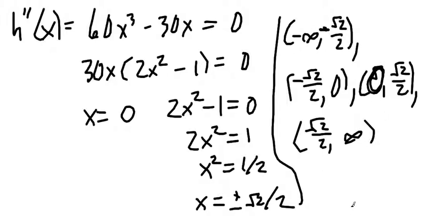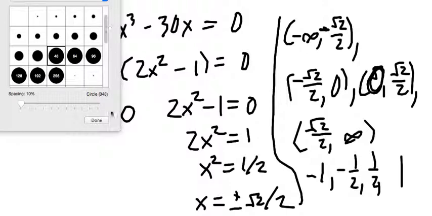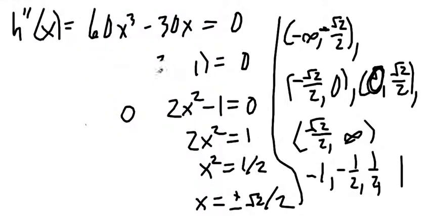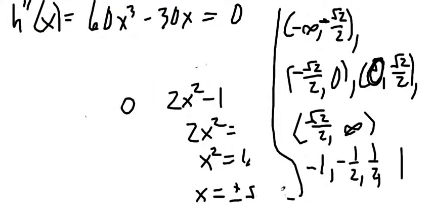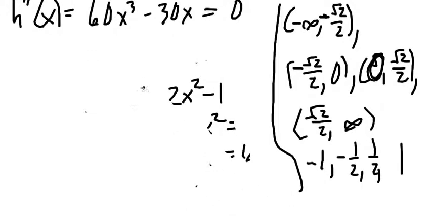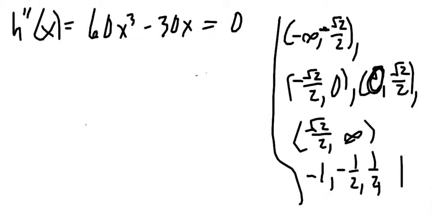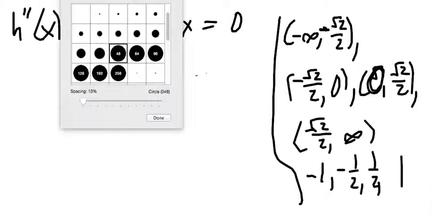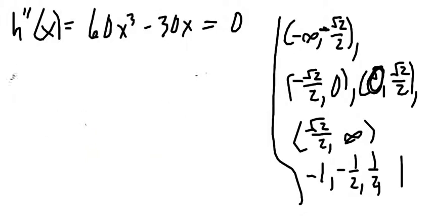So the points I can look at here are, say, negative 1. Here, negative root 2 over 2 is about negative 0.7, so I can look at negative 1/2, then I can look at 1/2, and I can look at 1. And these are the guys that I'm going to plug into my second derivative. Let me erase this calculation over here. And get back to the paintbrush. All right, so I plug these guys in.